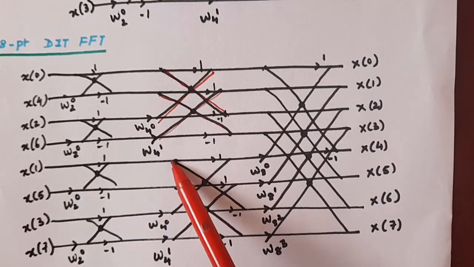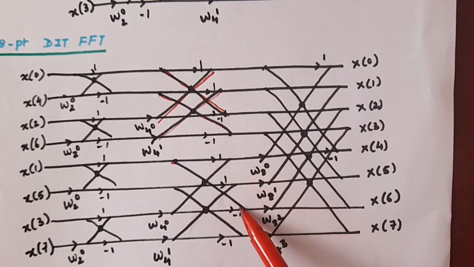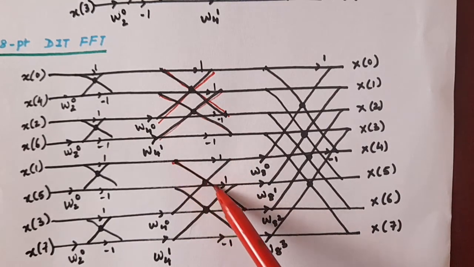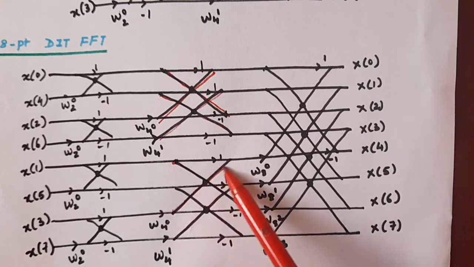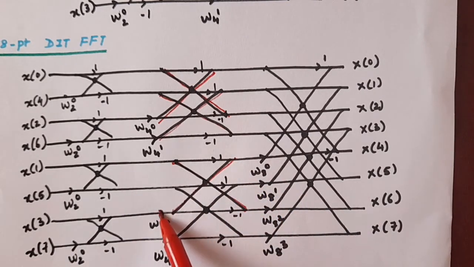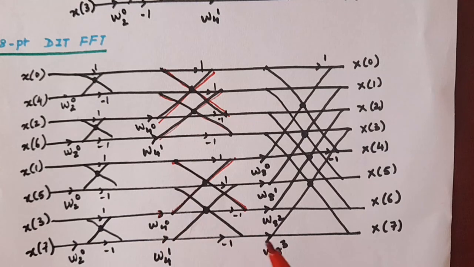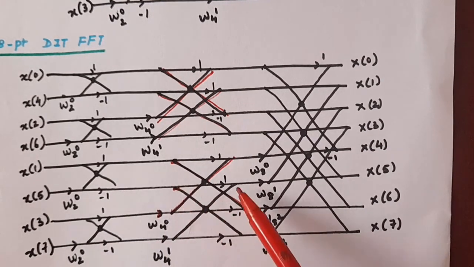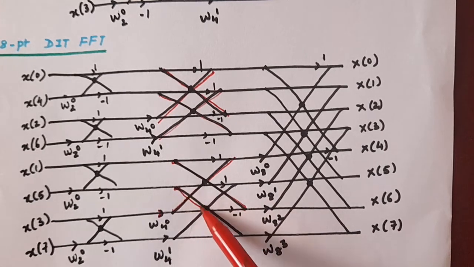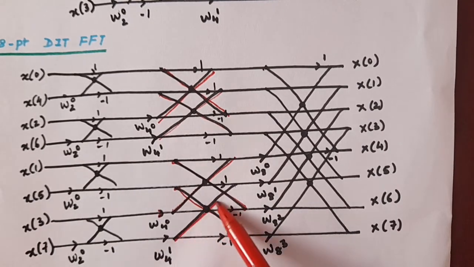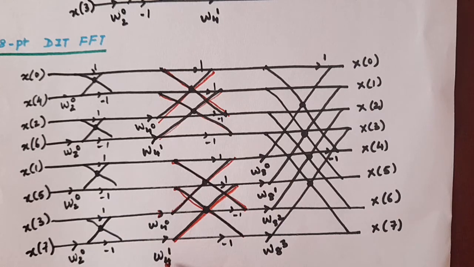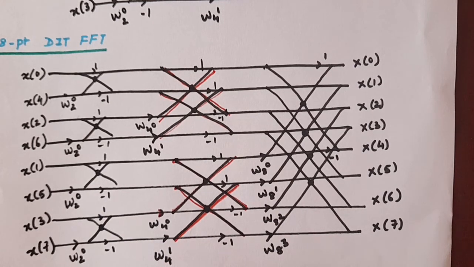Similarly, hold the first line, leave 2 points and join the third one, and write the twiddle factor here, W4 to the power of 0. Second line, leave 2 lines and join the third one. The twiddle factor is W4 to the power of 1.